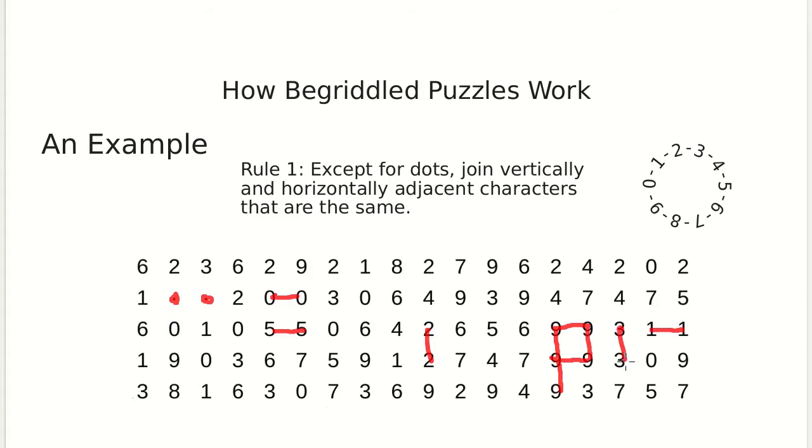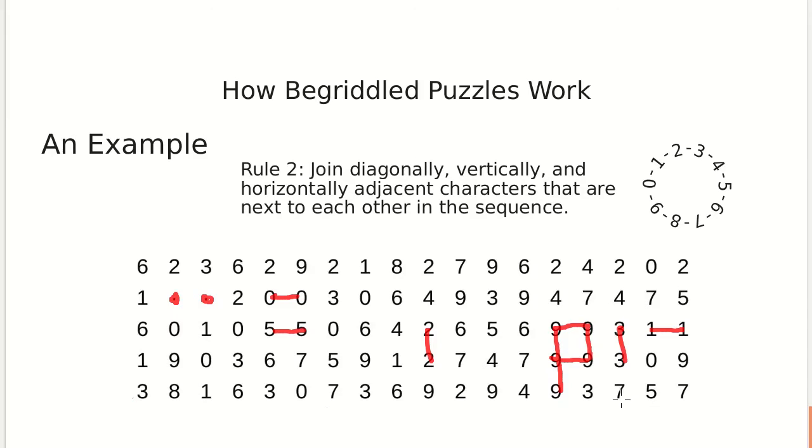And then the second rule is you take the characters in the sequence, so here we've got 0 to 1 to 2 to 3 all the way around, and you join adjacent characters in any direction that are next to each other in that sequence. So I'll fill these in. So we've got 1 to 2, 2 to 3, 3 to 2, 1 to 0, and all that. I'll skip forward here and then you can pause it to just see how that works. It's pretty simple really.